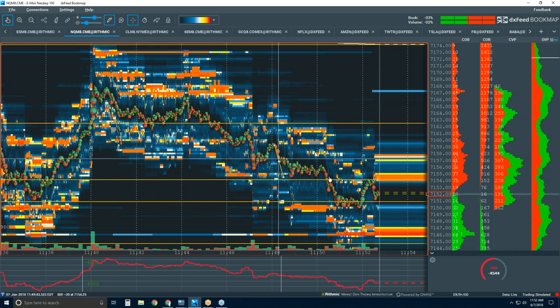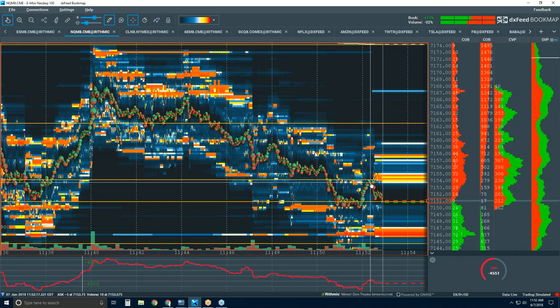If you're even holding more lots, well, maybe you just continue to hold that, looking for your runner. Or you can even look for another pullback here and get back in. Anyway, lots of different ways of doing this based on these anticipated moves in the order flow analysis.